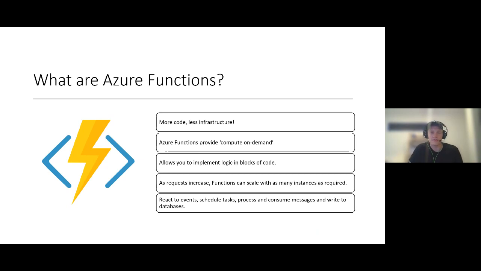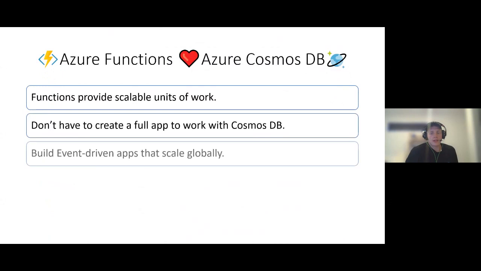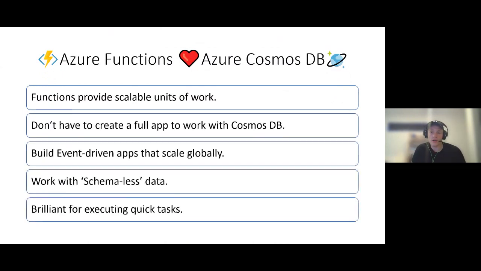And functions are really, really flexible. We can use Azure Functions to react to events, we can schedule tasks, we can process and consume messages, and we can also write to databases. Essentially, you focus on the pieces of code that matter the most to you, and Azure Functions handles the rest. By using Azure Functions, you don't have to create a full-blown application to respond to changes in your Azure Cosmos DB database.